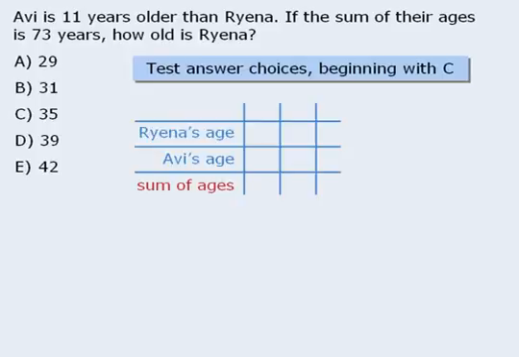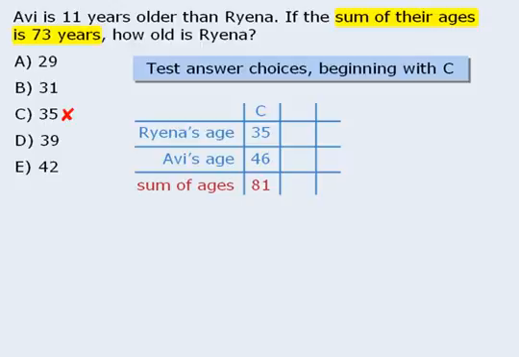Here's what I mean. We're going to use this table to keep track of our work. Now, answer choice C says that Raina is 35 years old. So let's add this to our table. Now, the question tells us that Avi is 11 years older than Raina. So if Raina is 35, then Avi must be 46 years old. When we find the sum of these two ages, we get 81. But the question tells us that the sum of their ages must be 73. So we can eliminate answer choice C since the resulting ages do not satisfy the given conditions in the question.